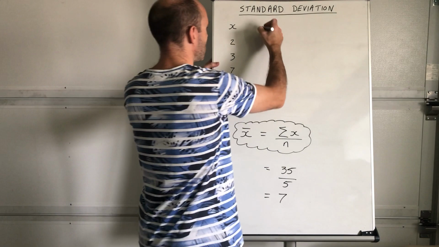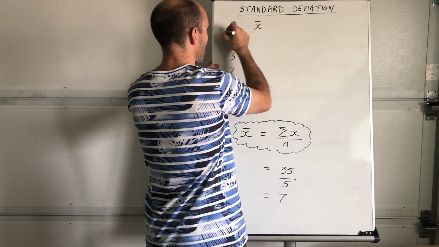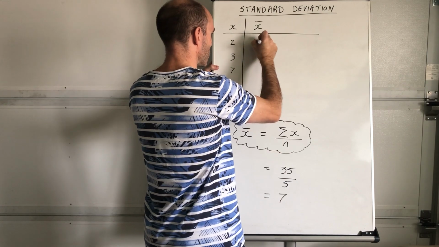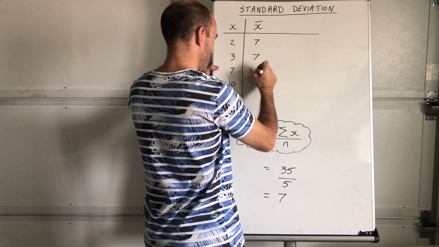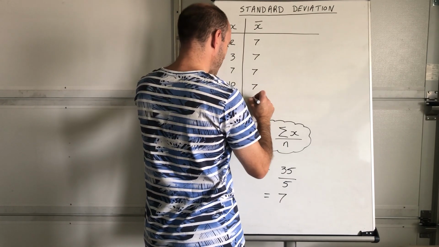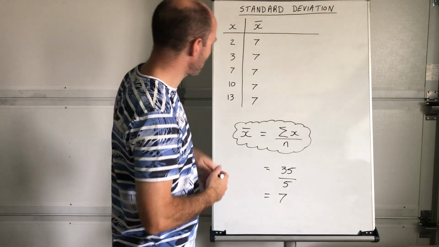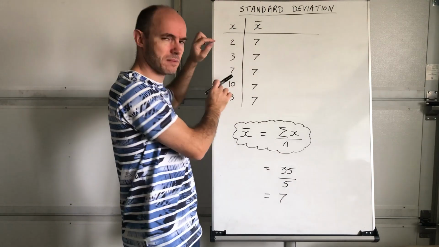Now what I'm going to do is create some more columns in this table I'm drawing out, and I'm going to write for each data value the number 7. Why am I doing that? Well, the mean gives us some sort of sense of what these numbers actually indicate.